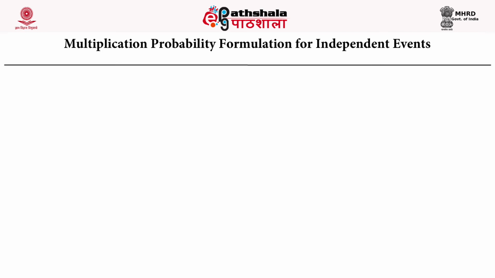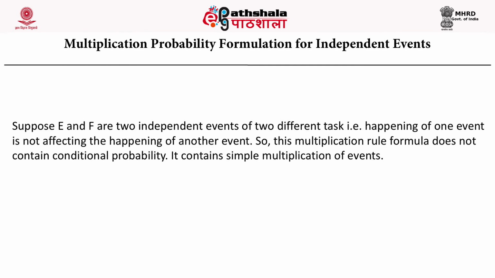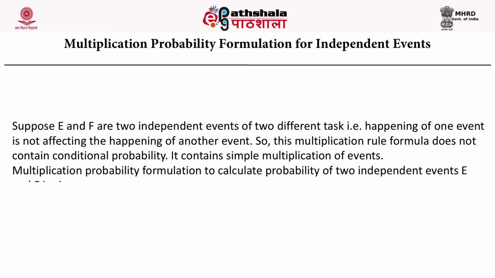Now we will discuss the multiplication probability formula for independent events. Suppose E and F are two independent events of two different tasks, that is, the happening of one event is not affecting the happening of another event. So the multiplication rule formula does not contain conditional probability. It contains simple multiplication of events.